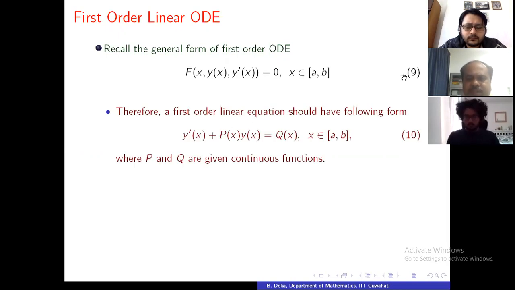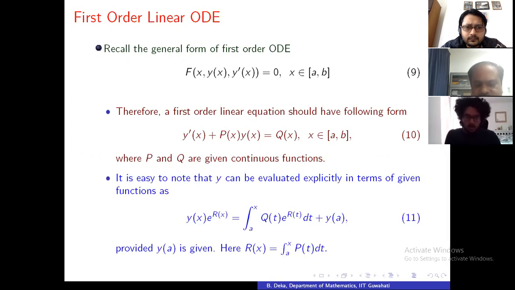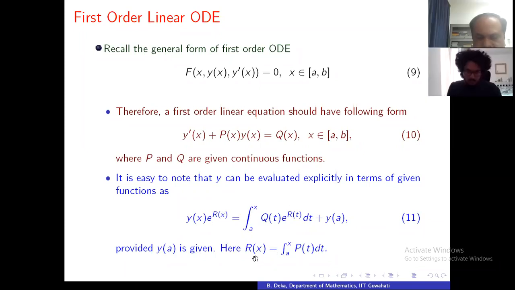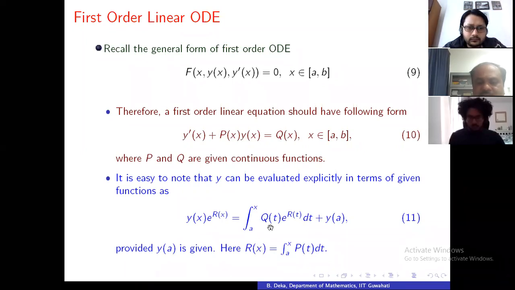So that means it is said to be linear if it is of the form y'(x) plus p(x) y(x) equal to q(x), x belongs to (a,b), and p and q are assumed to be continuous functions in this case. And then you know that using the integrating factor, you can write down the solution of this differential equation by equation 11. Now one can easily see that if p is continuous and q is continuous, then r is continuous because it is the integration of a continuous function. So all these quantities will be well defined.